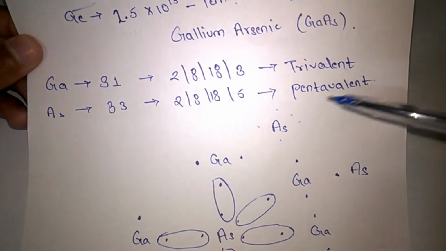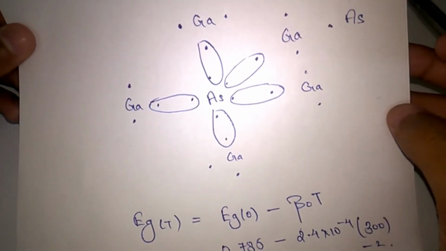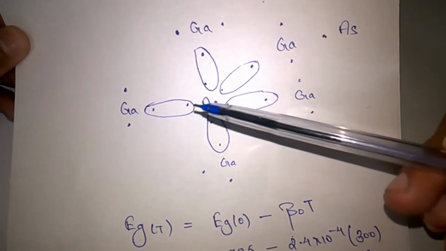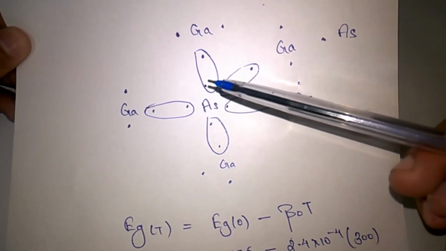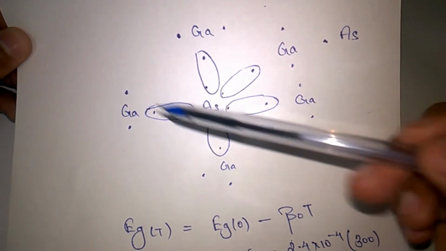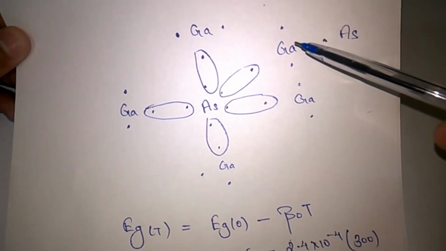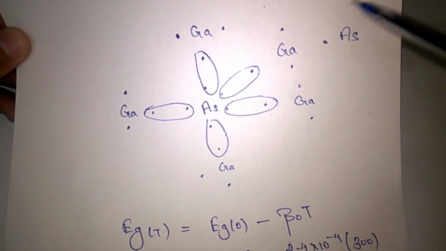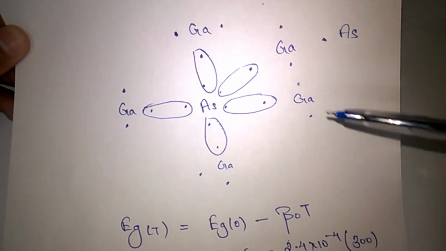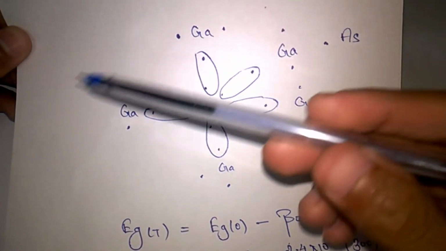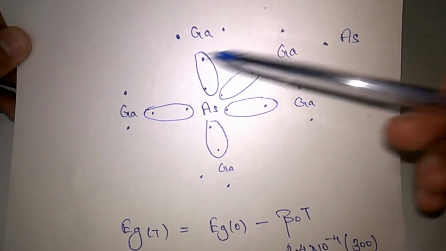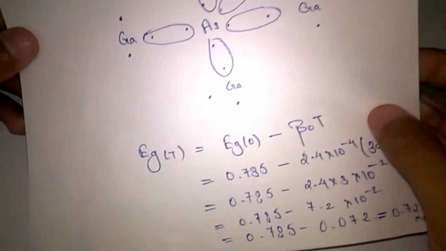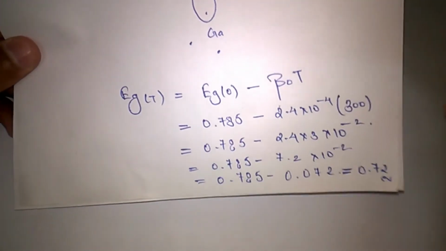so it is called pentavalent. Its structure will look like this, in which the arsenic has 5 outermost electrons, 1, 2, 3, 4 and 5. These must be shared by gallium atoms like this, and now the remaining gallium atoms, this and this, will again share with other arsenic atoms, and it will form a compound which will look just like this.